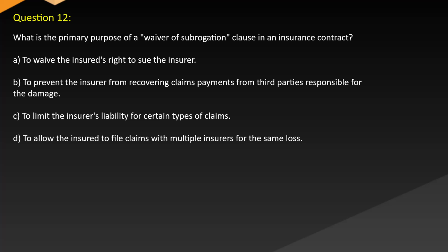Question 12. What is the primary purpose of a waiver of subrogation clause in an insurance contract? A. To waive the insured's right to sue the insurer. B. To prevent the insurer from recovering claims payments from third parties responsible for the damage. C. To limit the insurer's liability for certain types of claims. D. To allow the insured to file claims with multiple insurers for the same loss.